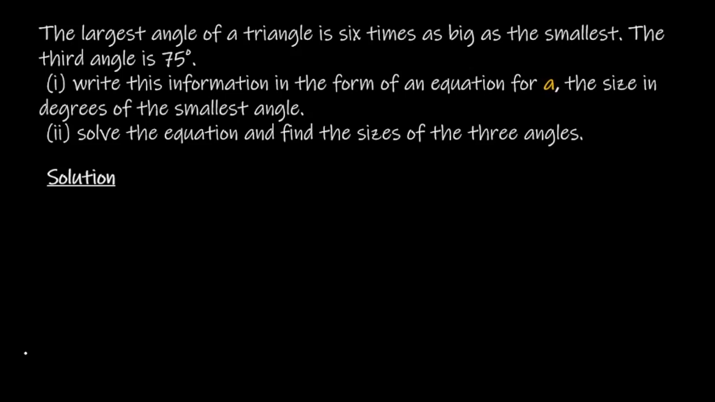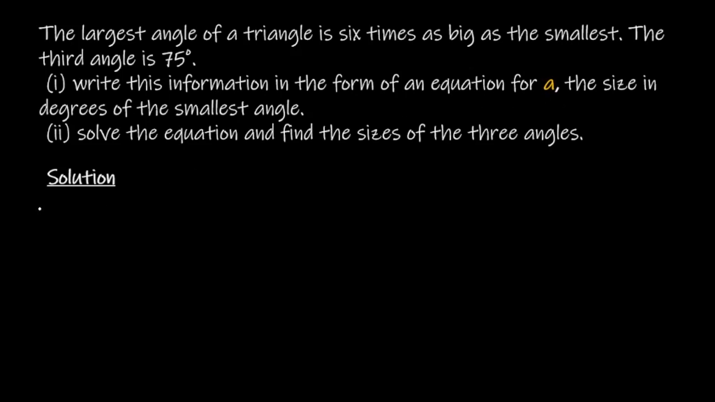We need to understand what the question is saying, make it into a formulation and derive our equation from it, solve the equation and find the value of A, or all the angles that the question is demanding. So we have here the largest angle of a triangle is 6 times as big as the smallest. The third angle is 75. Now, the first aspect is saying write this information in the form of an equation for A, the size in degrees of the smallest angle.